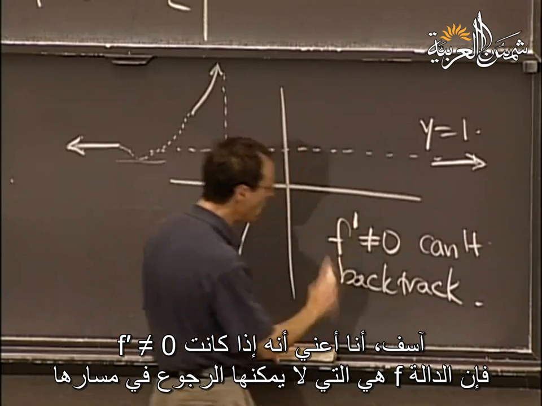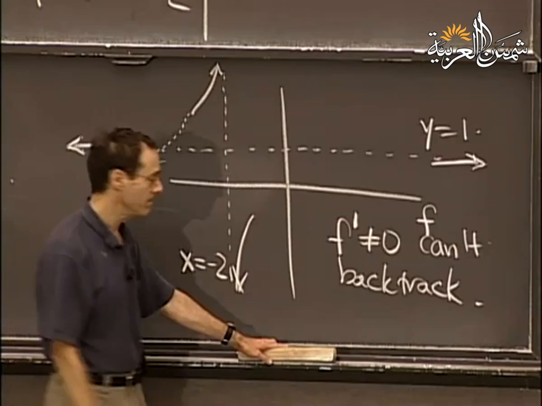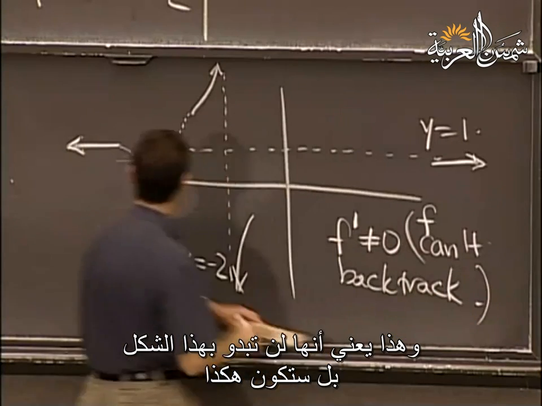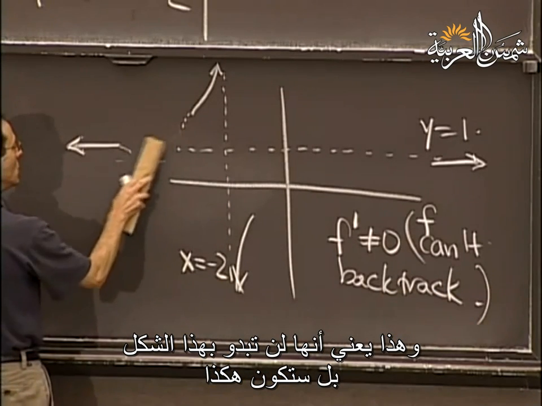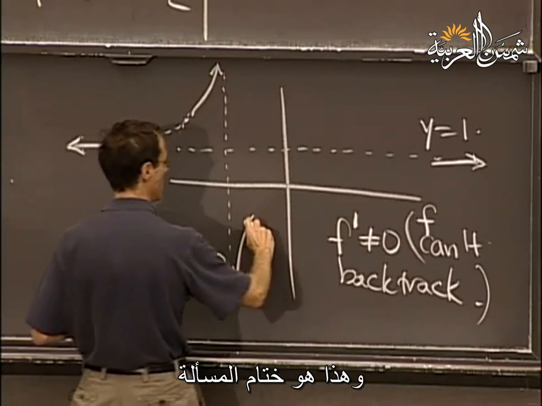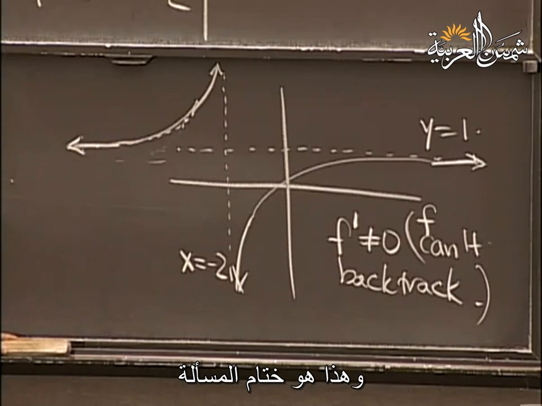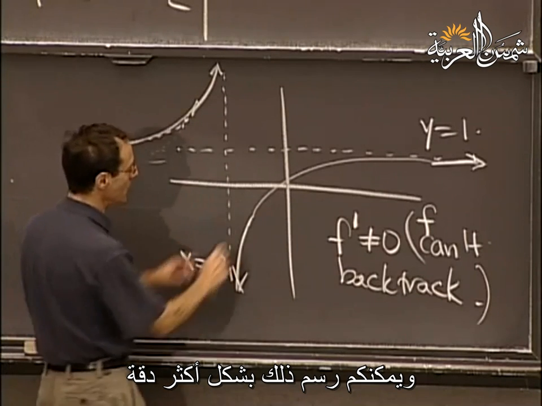So sorry, if f prime is not 0, f can't backtrack. All right? And so that means that it doesn't look like this. It just goes like this. All right? So that's basically it. That's practically the end of the problem. It goes like this. All right, now you can decorate your thing, right?